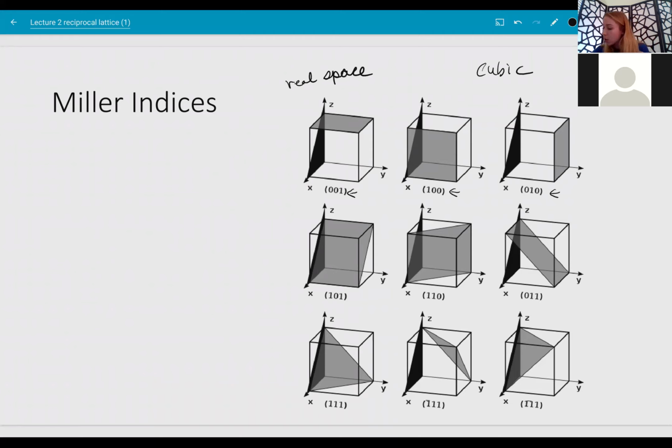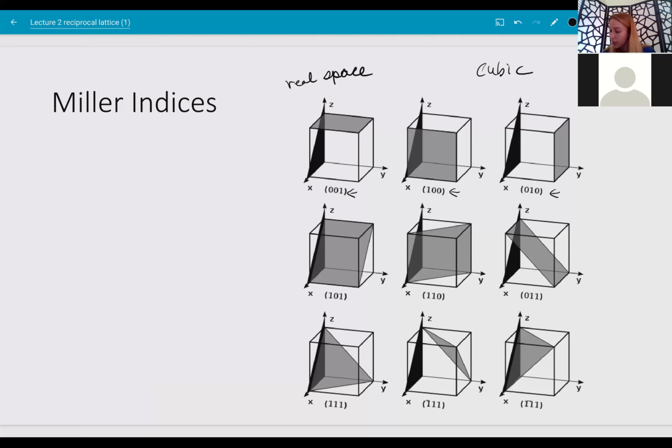Okay, so you can see that in a cubic system, there are three equivalent planes that represent the face of the cube. So 0, 0, 1 is the top of the cube. 1, 0, 0 is the side of the cube that intersects along the x-axis, and then 0, 1, 0 is intersecting along the y-axis. And again, let me go through the three steps.